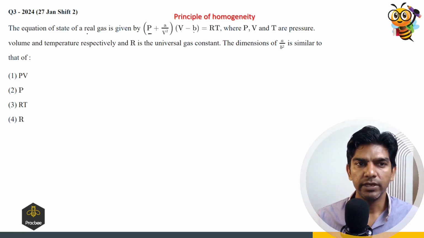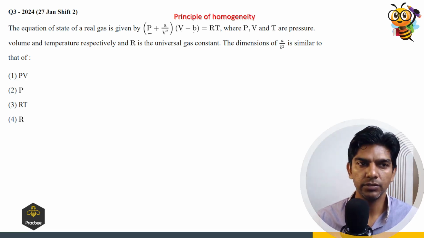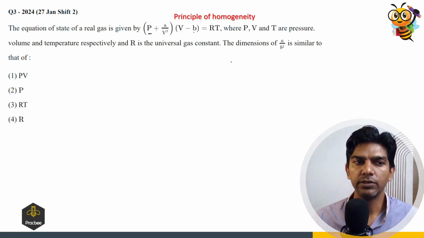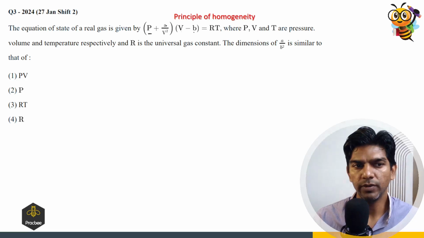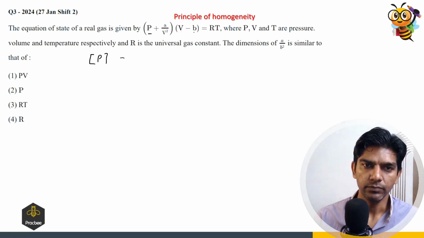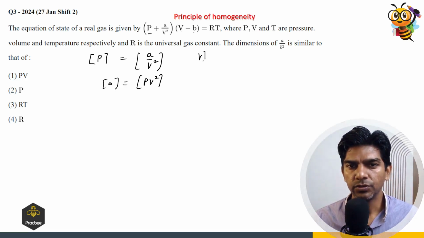The equation of state of a real gas is given by P plus a by V square times V minus b equals RT, where P, V and T are pressure, volume and temperature, and R is the universal gas constant. The dimension of a by b square is similar to that of what? So we have to find the dimension of a by b square. We know that the dimension of P will be the same as the dimension of a by V square. So we can say the dimension of a will be the same as the dimension of PV square. Similarly, the dimension of V is the same as the dimension of b.